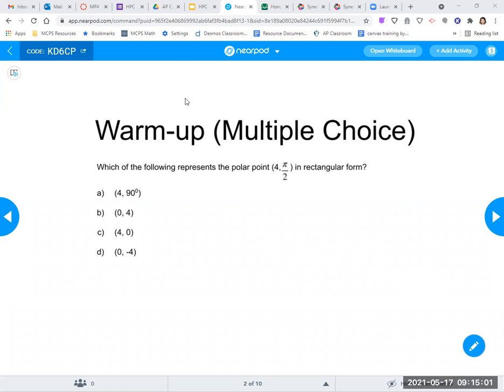This is a recording for our lesson from May 17th and May 18th, where we are looking at polar curves. So we have a warm-up here, just a little multiple choice warm-up. Which of the following represents the polar point (4, pi over 2) in rectangular form? I'd like you to go ahead and take a moment to try that.